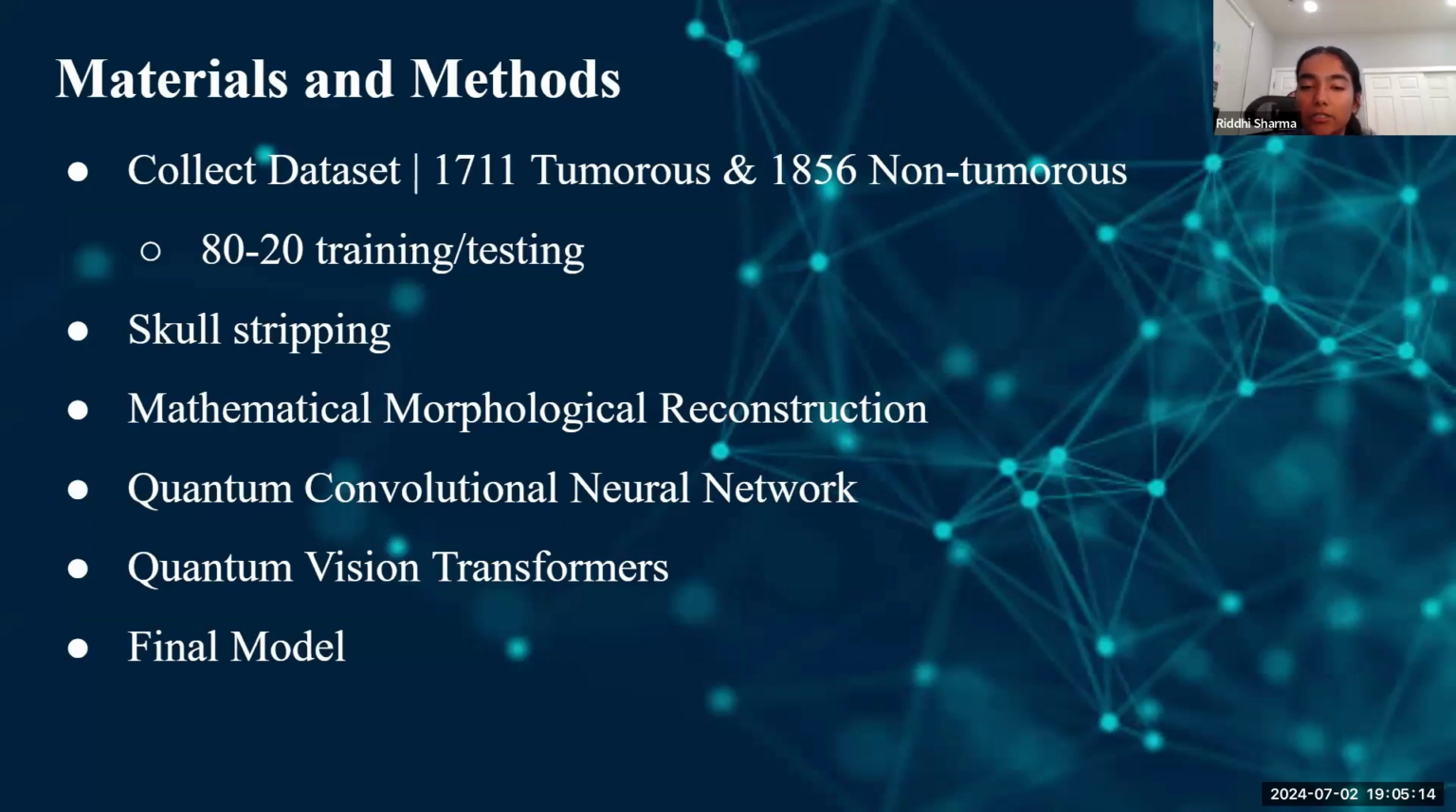Our main goal is to extract the best features of the models to make a final model that increases the diversity for different kinds of tumors, since the MMR's principle is based on the analysis of shape and structure. In contrast, the QCNN and QVT are based on classification to recognize patterns in more complex data.